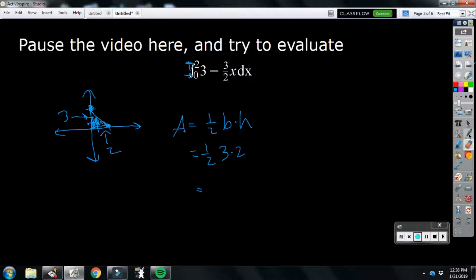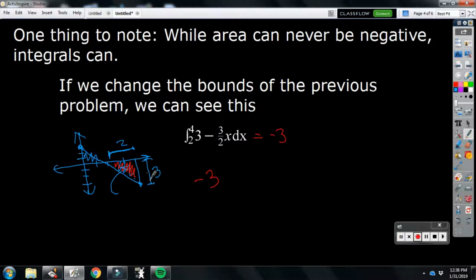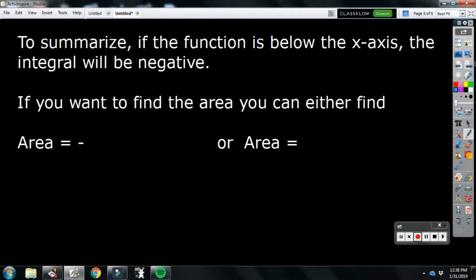Sorry, this was supposed to be +3 because it's half of 6. So that triangle was +3. This triangle is -3. Okay, so all I really wanted you to realize here is if something is below the x-axis, the integral will be negative, even though area can't typically be negative.